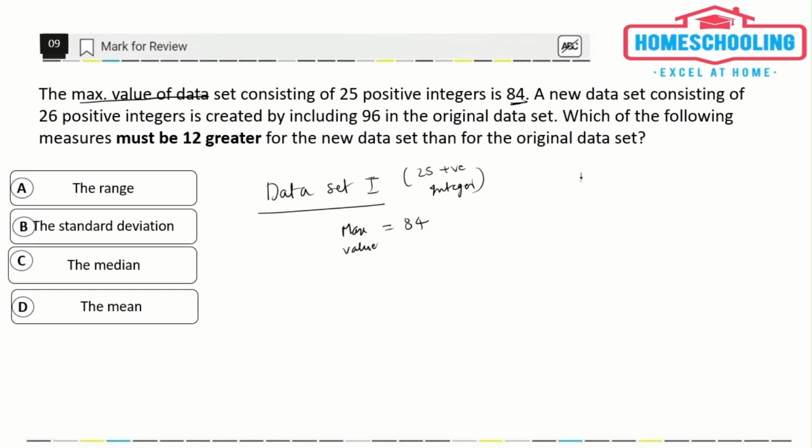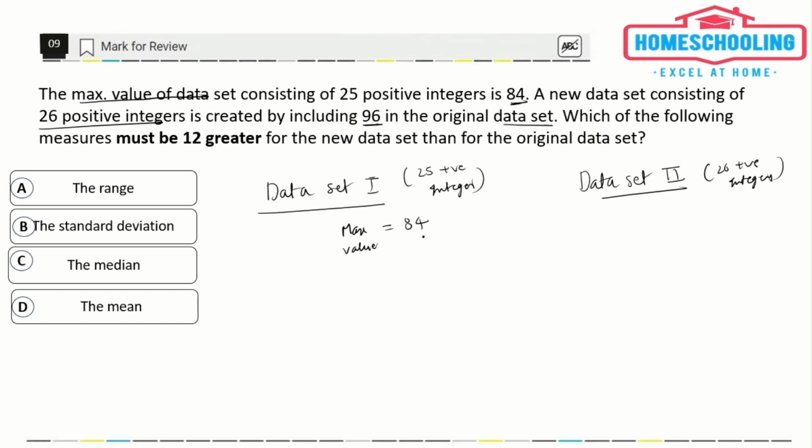A new data set, let's consider it as data set 2, consisting of 26 positive integers. So it has 26 positive integers. It is created by including 96 in the original data set.